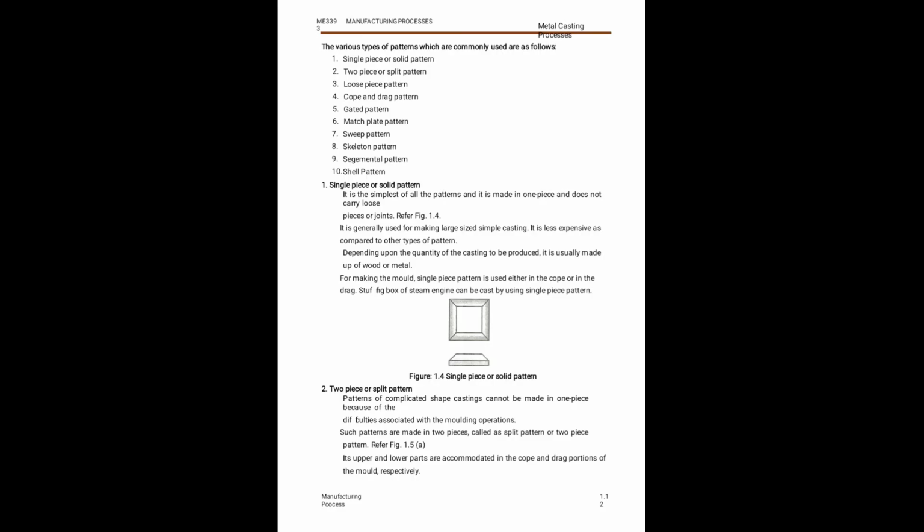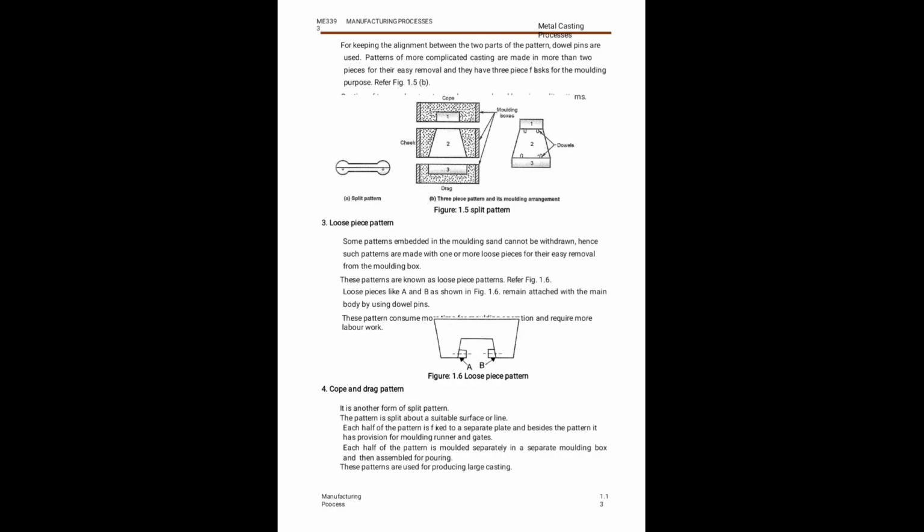For single piece or solid pattern, only one piece is used, as shown in the figure, depending upon the quality of the casting to be produced. It is usually made of wood or metal. And two piece or split pattern: the pattern of a complicated shape casting cannot be made in one piece because of difficulties associated with the molding operation. Such patterns are made in two pieces, called a split or two piece pattern. Its upper and lower parts are molded in the cope and drag box respectively, as shown in the figure.